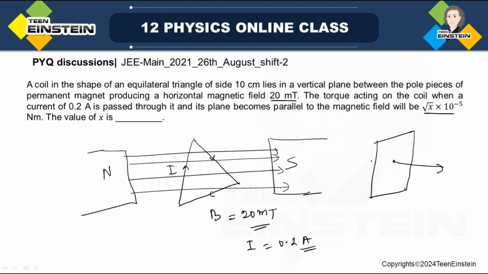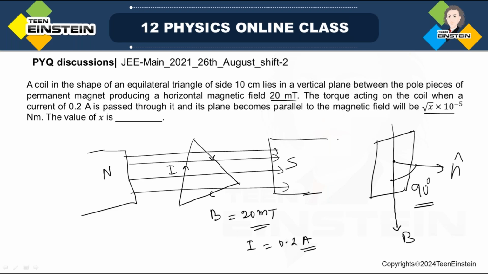Now if this magnetic field becomes parallel to the plane, that means the magnetic field is becoming like this. So basically the magnetic field and the area vector, or the normal to the plane, will be perpendicular to each other. This is the situation. That means the torque will be maximum.